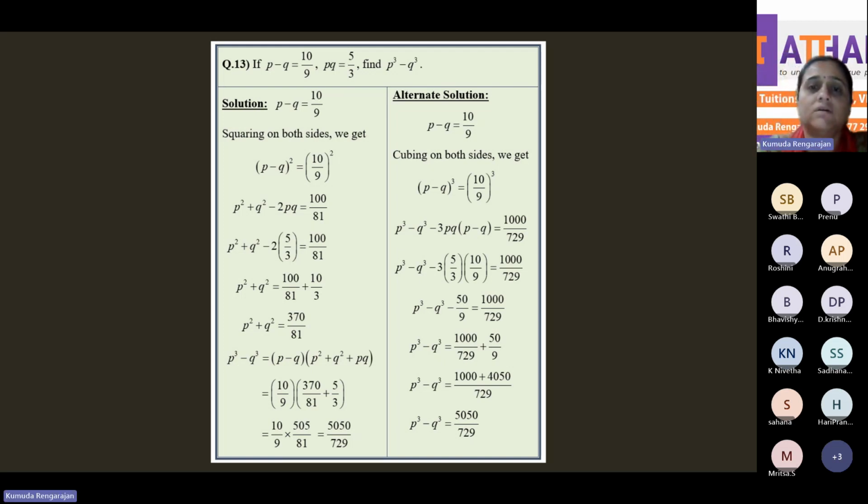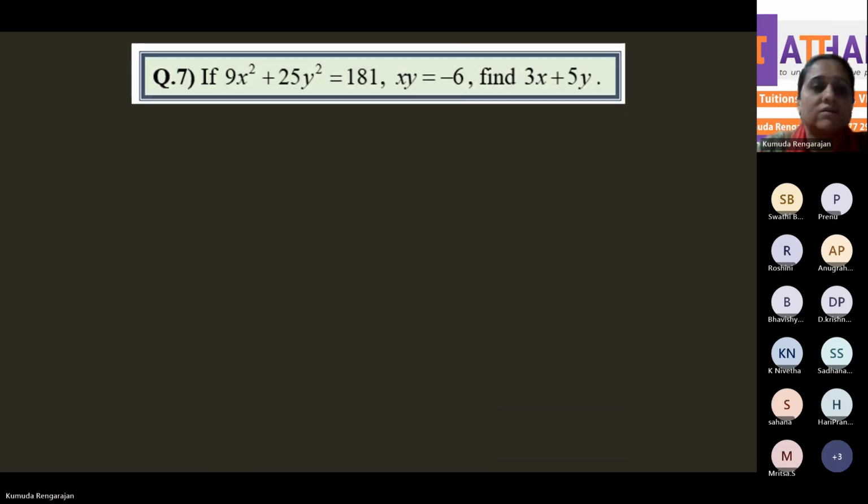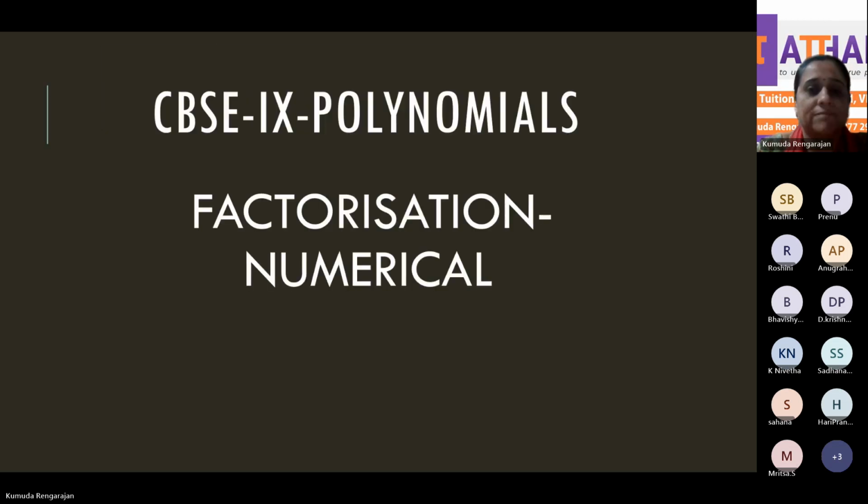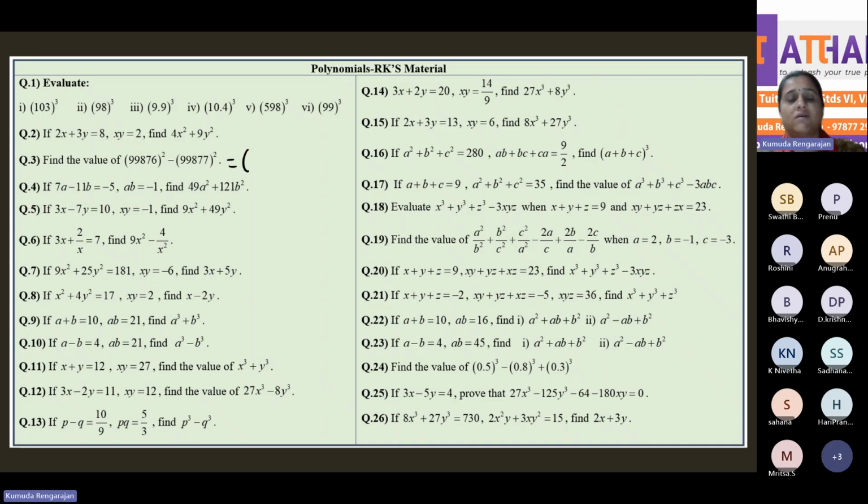I want you to complete the rest of it as homework. We'll see the answers on Tuesday. In Tuesday's class, we'll see the answers to the rest of the questions. 14 to 26 answers we'll see on Tuesday. So please complete it. I'll not give you time during the class. We'll discuss the answers and you can take the screenshots if you want.